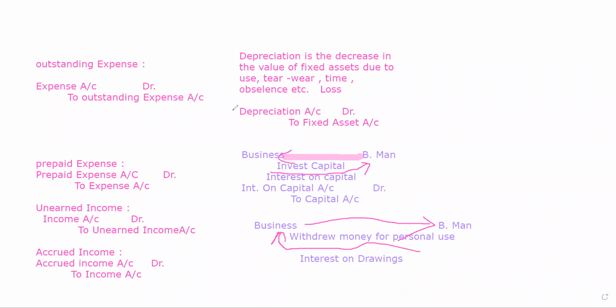So interest on drawings will become, in a way, income for the business, and it increases the drawings of the businessman. So drawings account debit to interest on drawings. Just as interest on capital is not paid in cash, very similar to that, interest on drawings is also not received in cash. It increases the value of the drawings of the businessman.